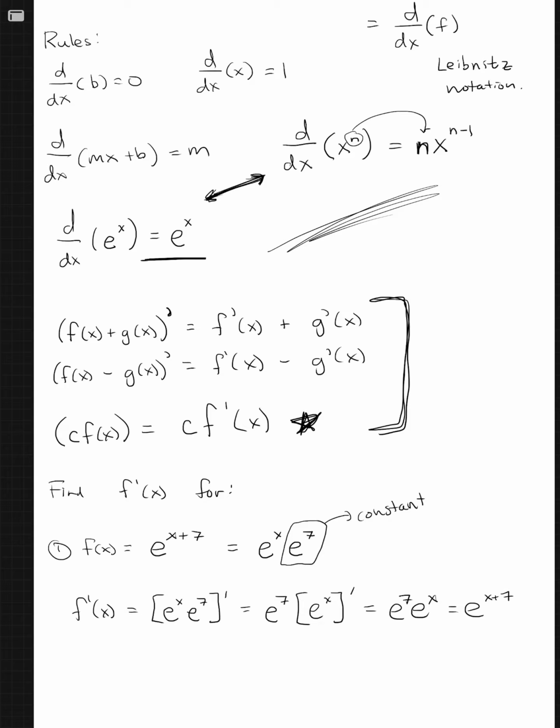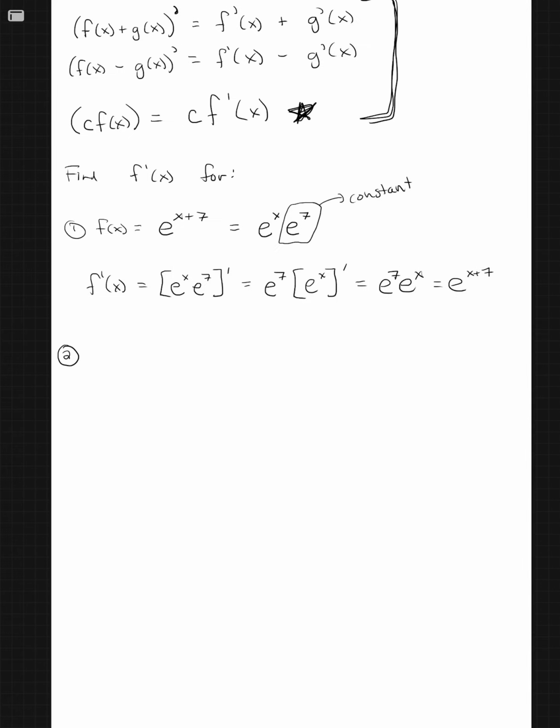So it turns out that even with that extra plus 7 up there in the power, we still get the function back when we take the derivative. That's not always going to work. You can do enough things to the power of e to the x that it doesn't stay exactly the same, but we won't be able to get to that until we have our chain rule.